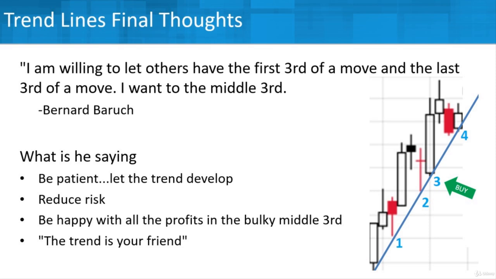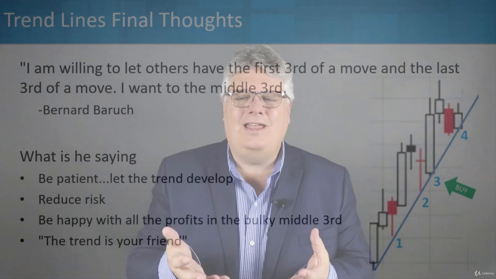Be happy with all the profits in that bulky middle third, right? The profits between number 2 and number 4, or number 3 and number 4, are great, and you're doing that over and over again. That's going to be very profitable for you. So don't worry if you thought, oh, I got in too late or I got in too early. Enjoy that middle third. And then, it's that idea of the trend is your friend. You need to have that trend established so it'll be friendly to you and really profitable for you as well. So there you have it with trend lines.